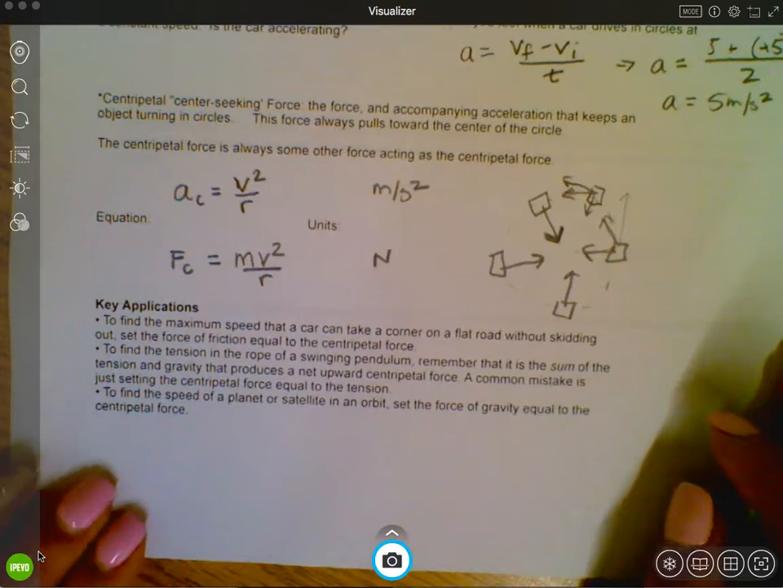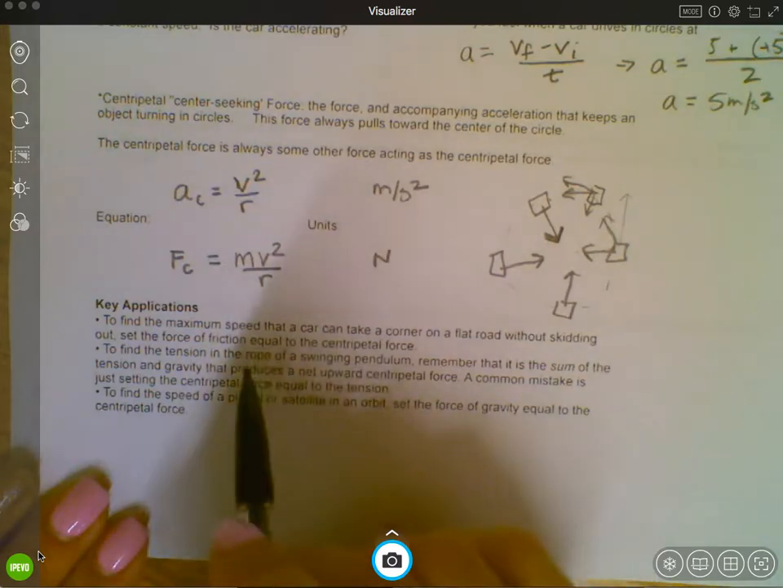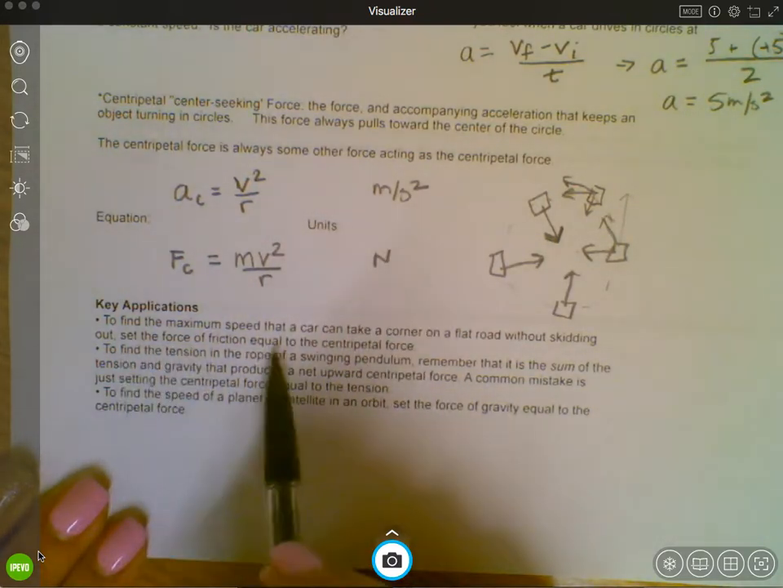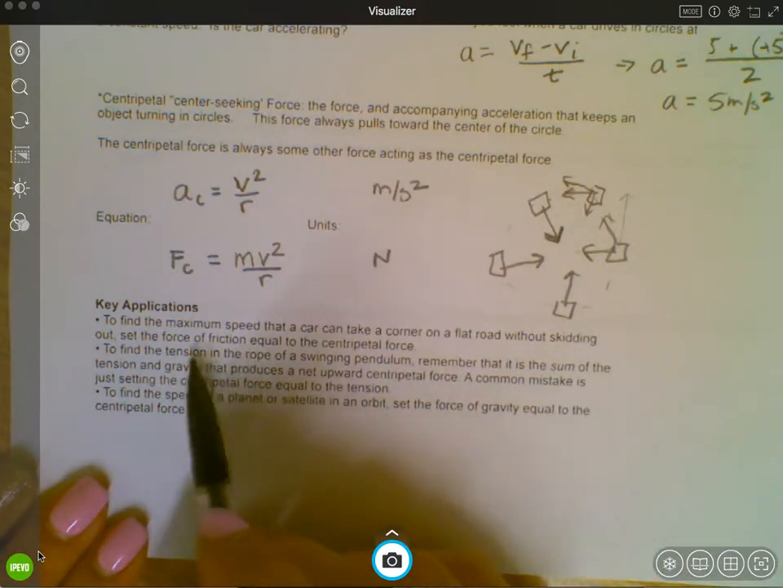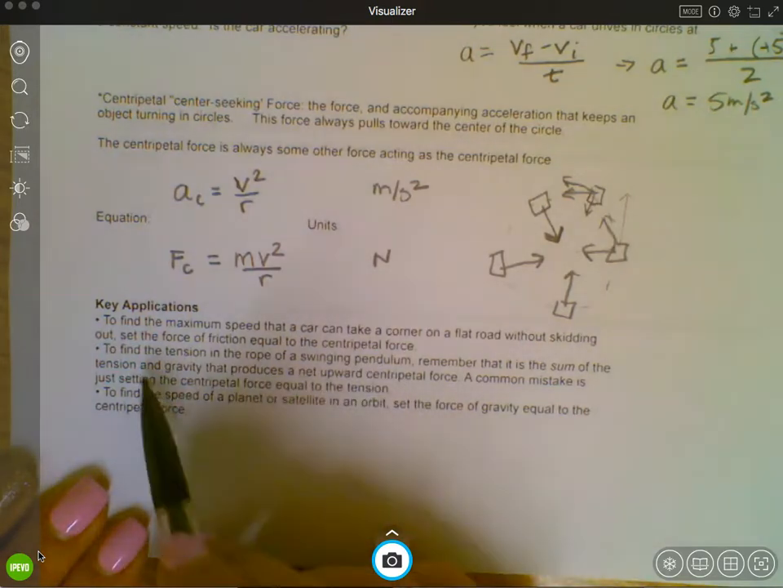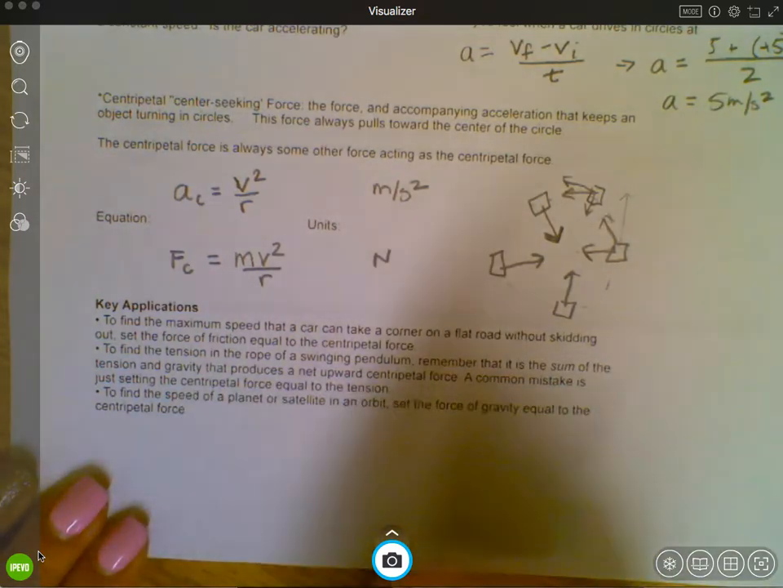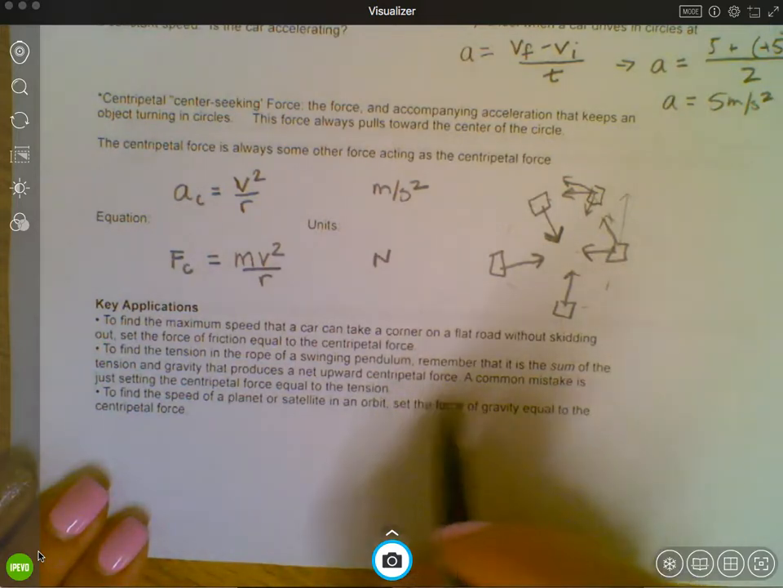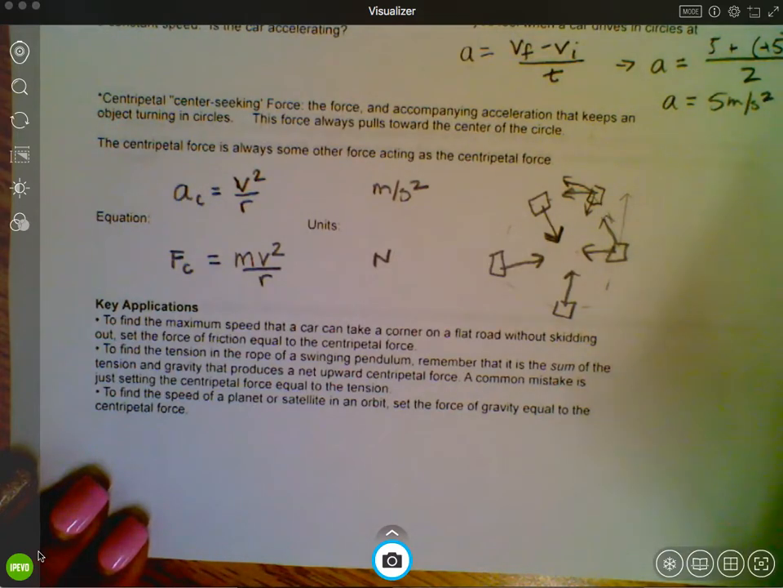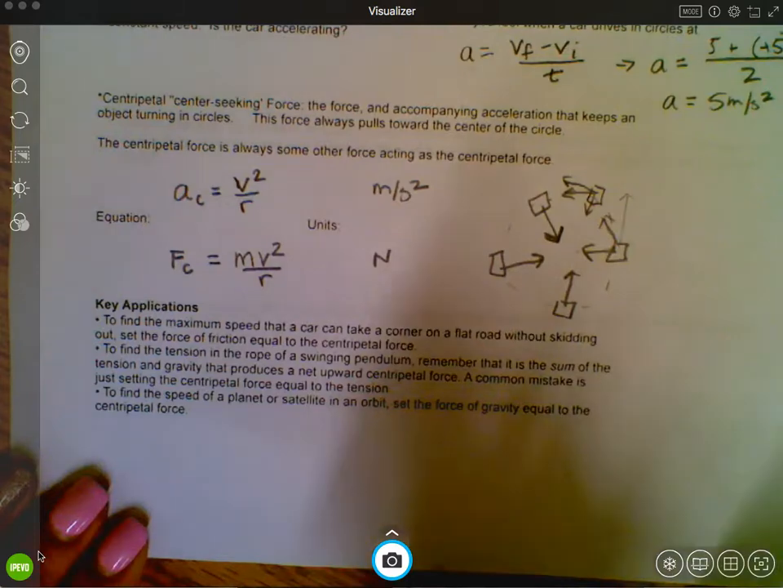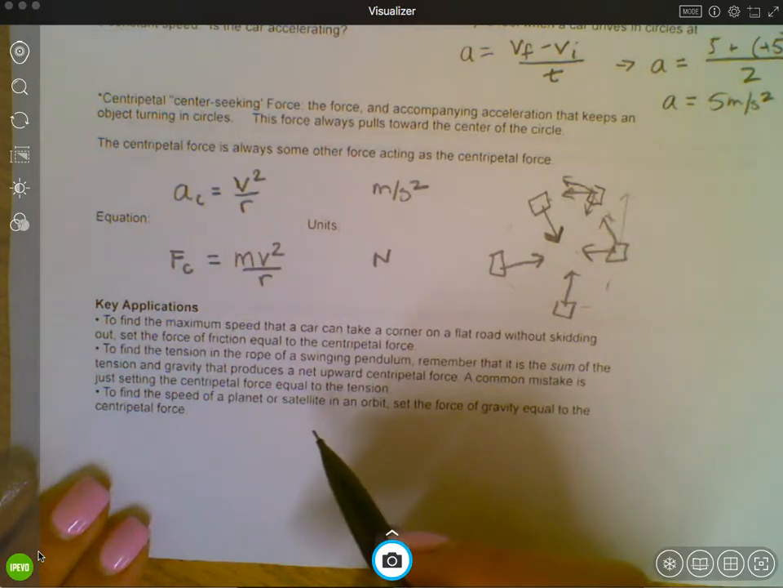Couple of things here at the bottom. To find the maximum speed that a car can take, this is what we would use this concept for. If we wanted to find the maximum speed that a car could take a corner on a flat road without skidding out, we would set the force of friction equal to the centripetal force. To find the tension in a rope of a swinging pendulum, remember that it's the sum of the tension and gravity that produces a net upward force. We're going to go over all this. This is just some stuff for you to see here. A common mistake is just setting the centripetal force equal to tension and forgetting gravity. I'm going to show you what I'm talking about. And then to find the speed of a planet or satellite in orbit, set the force of gravity equal to the centripetal force.